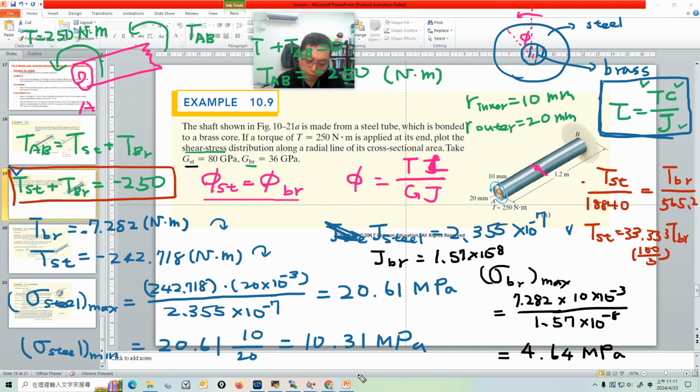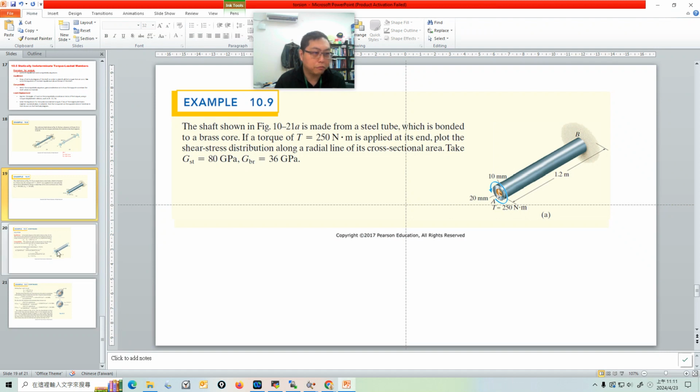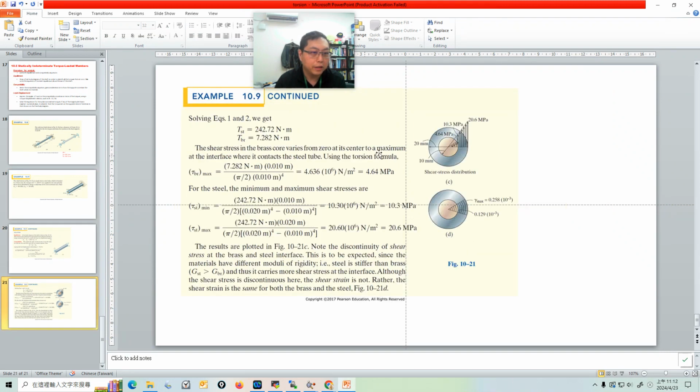So here's the example. In this problem, I didn't draw the shear stress distribution, because the problem asks you to plot it. But on the next slide I have the plot, so you can read it by yourself. It's just basically what I just said.